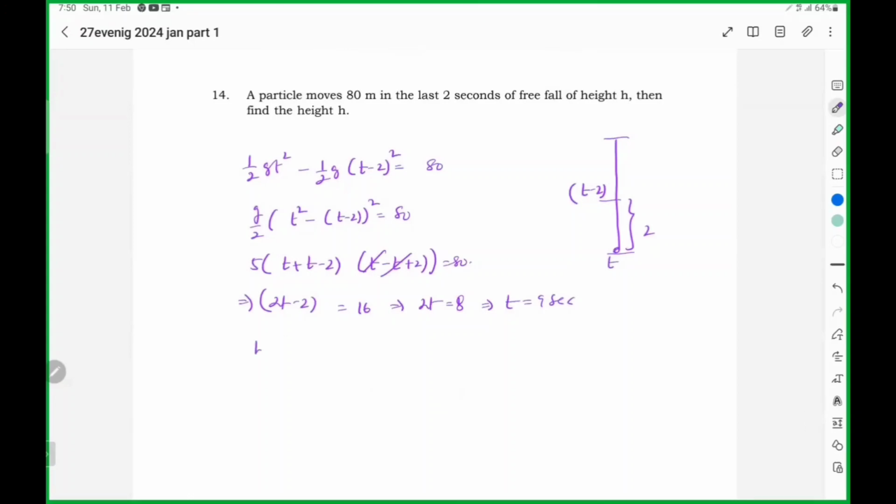So the height will be half g t squared. g is 10. t here is 9, so 81 into 5. 405 meters.